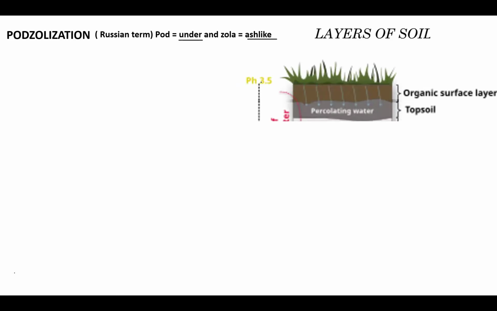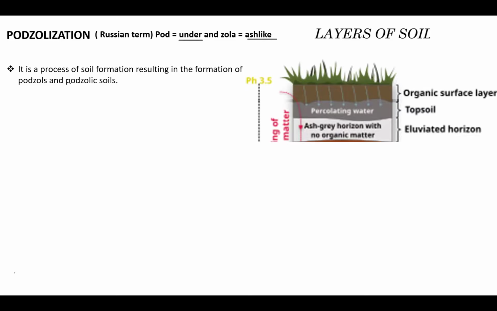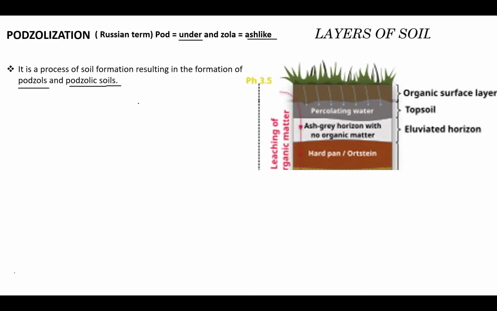Podzolization itself says podzol. Podzol means ash-like. We can see it's ash-like. So what is the definition of podzolization? Let us see some profile layers here. What are the layers of the profile? You can see an organic layer and topsoil. It is a process of soil formation that results in the formation of podzols or podzolic soils.